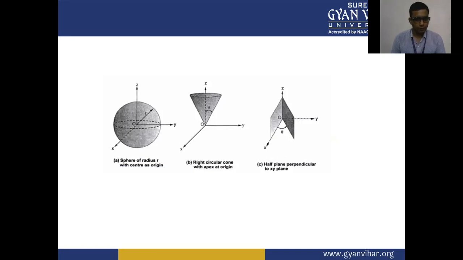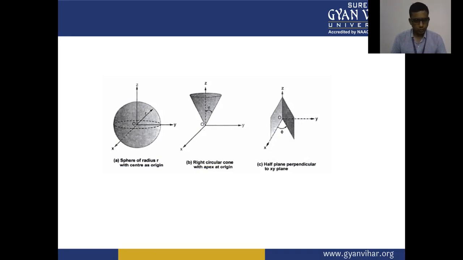In the xyz plane, we have the origin at the center of the sphere, and we have a radius r from the origin to the surface of the sphere. So this distance is measured by r. Now we have a right circular cone with the apex at the origin. In figure B, it shows the right circular cone with the apex at the origin.